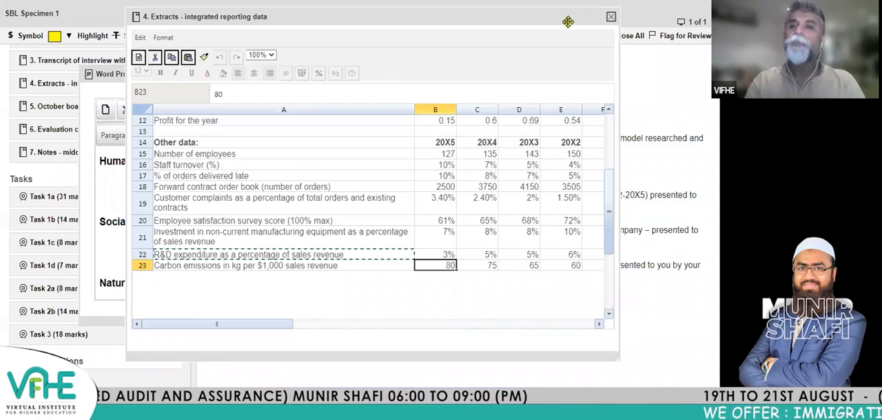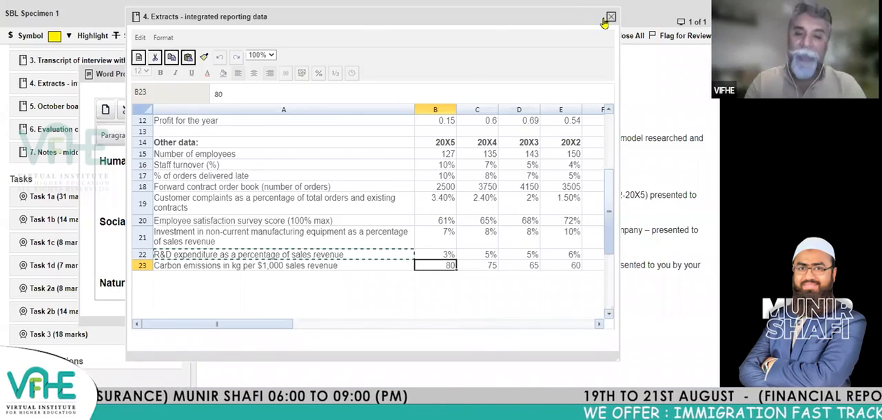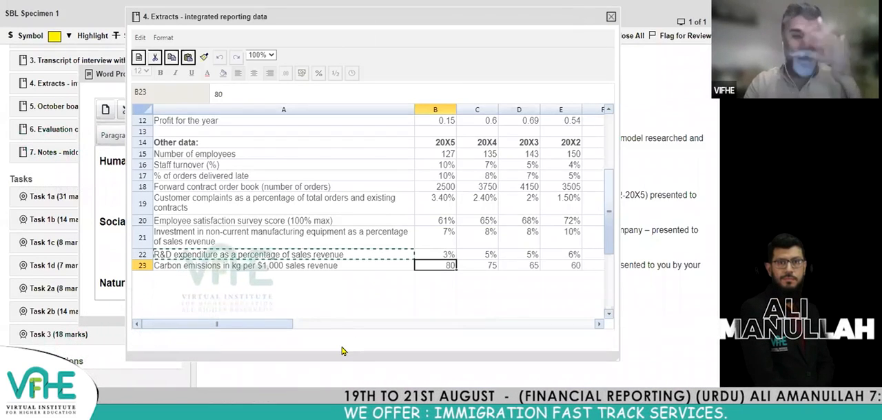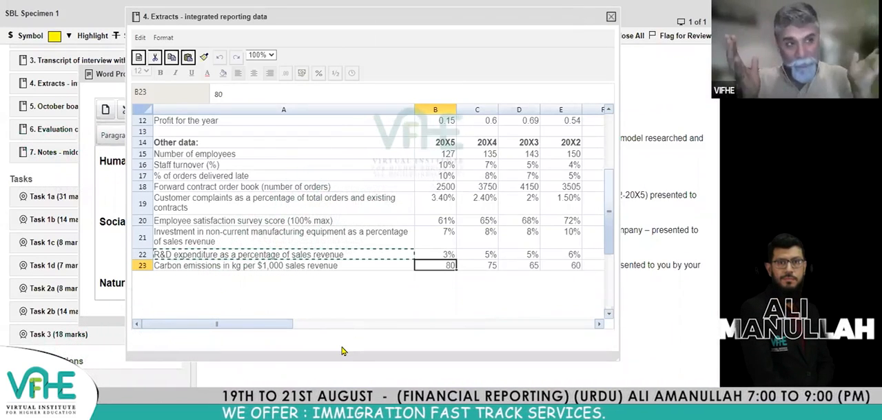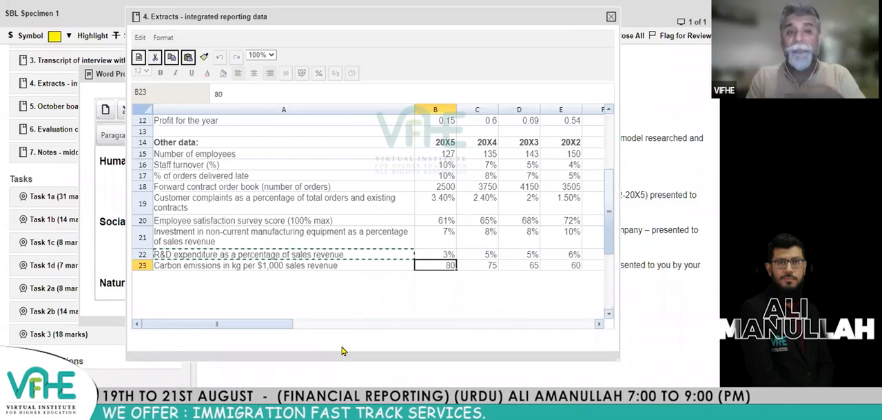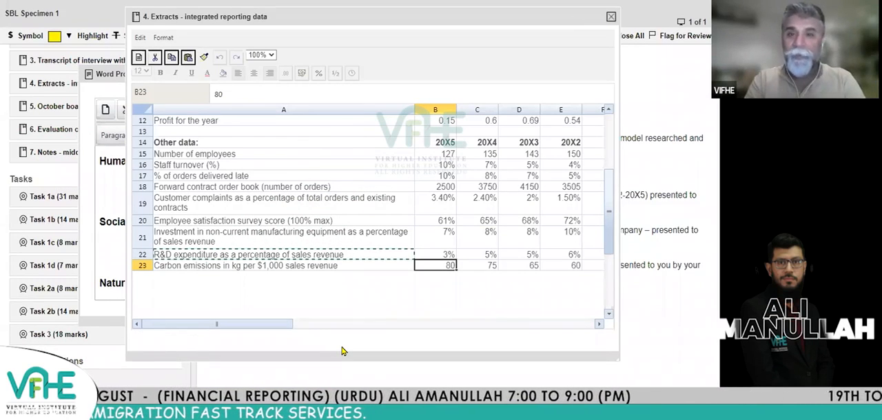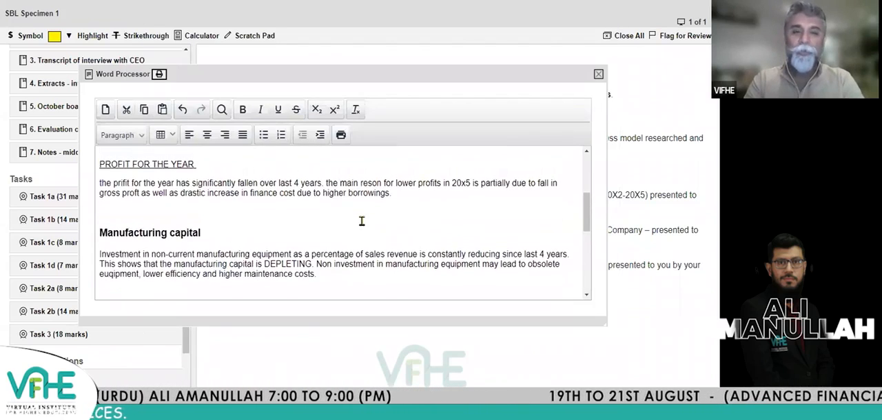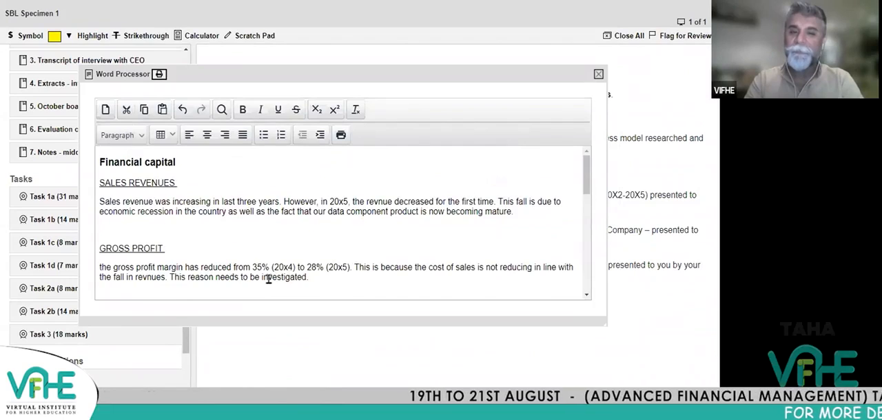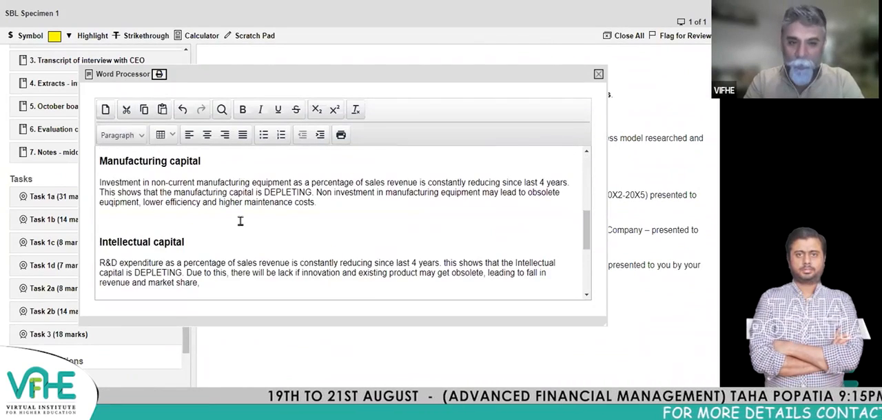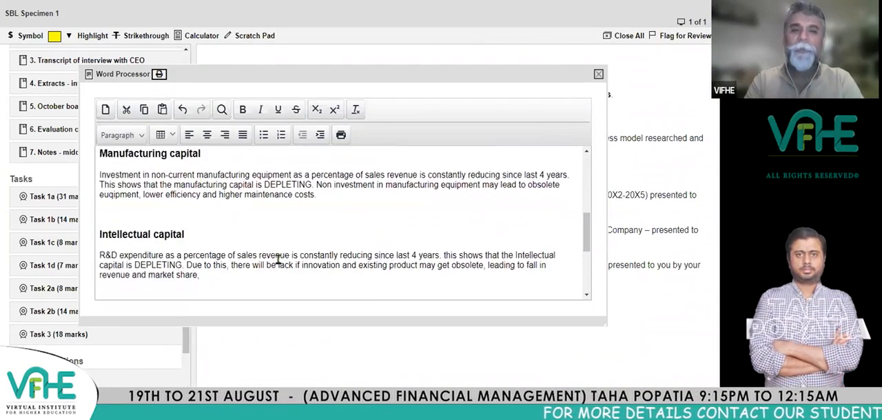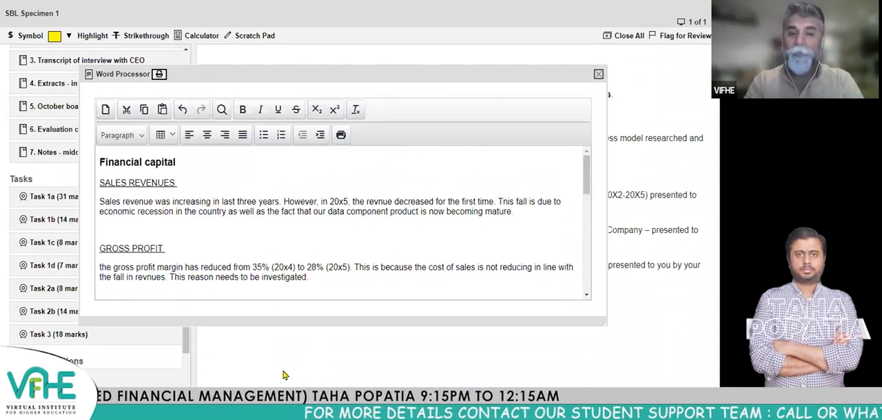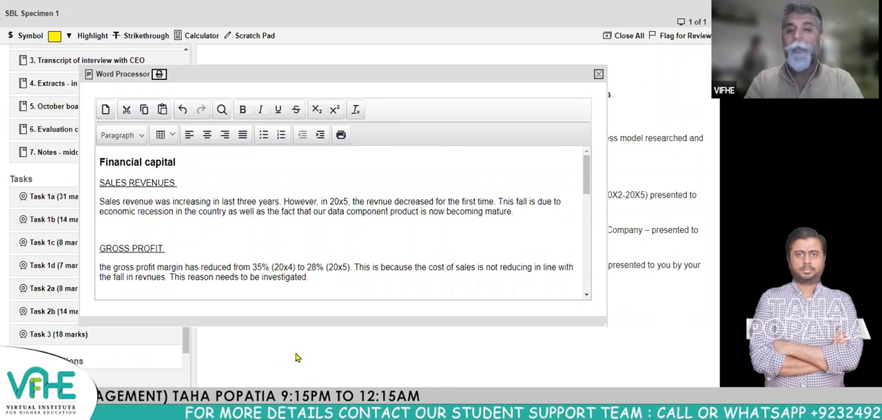All right, guys. So now you understand how we evaluate the six capitals: financial capital, natural capital, and so on. You understand what it means? So in this question, I showed you two things. I showed you how to do a ratio analysis, and what the meaning of manufacturing capital, intellectual capital and so on is. Now, a very important point someone picked up. What about evaluation skill?